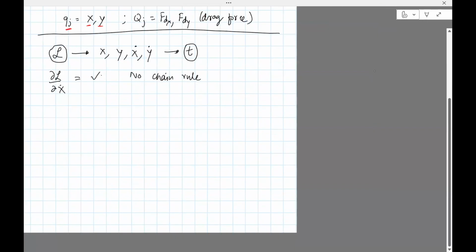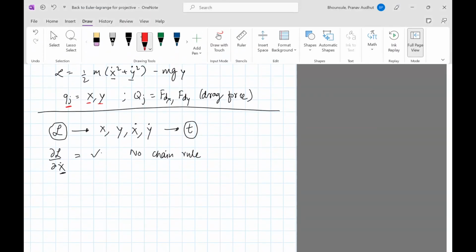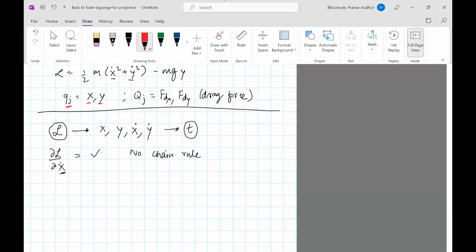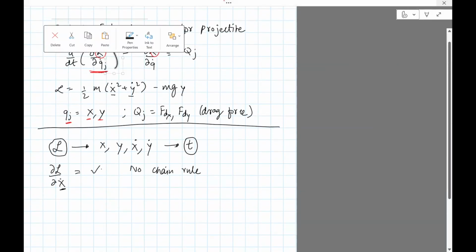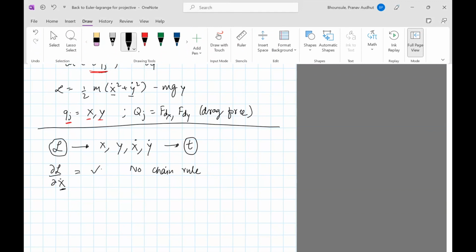You just have to take whatever L is and take the derivative with respect to x dot, and the symbolic package will let you do that. All you have to do is say diff with respect to x dot. So this first part is easy. Let's look at this. That shouldn't be a Q. Let me correct that. This is just QJ.